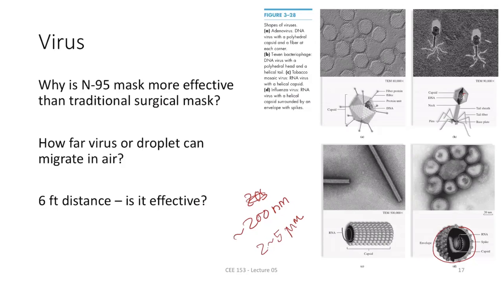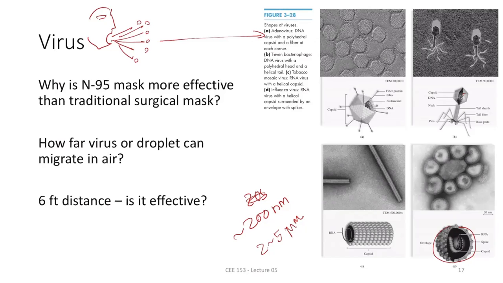The second question is how far a virus or droplet can migrate in the air. That's basically a 6 feet distance. Wow, they came up with that number. So any students to volunteer to say what controls the transmission or the migration or distance traveled? So think of this as our mouth. This is a really bad drawing, but let's say I cough. My question is how far it can migrate. So what controls that?